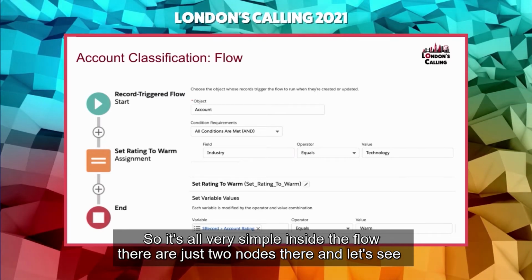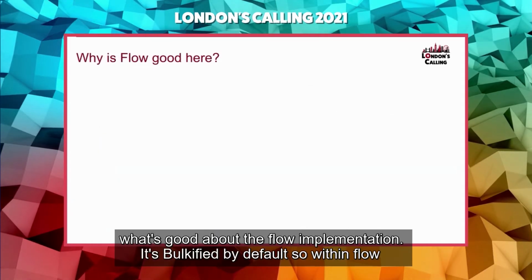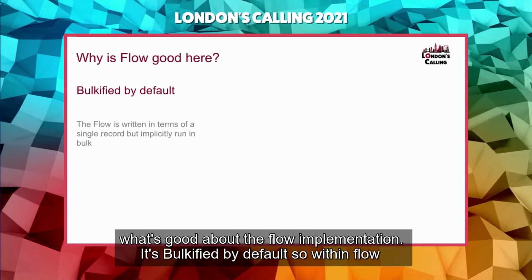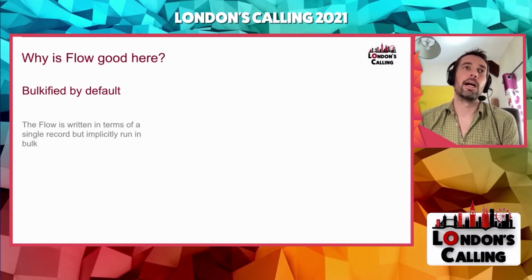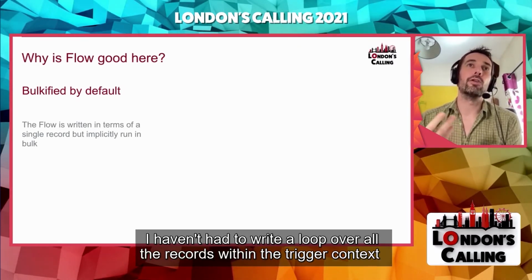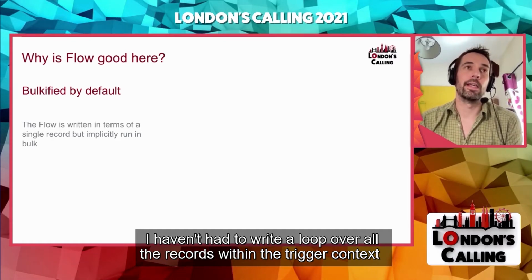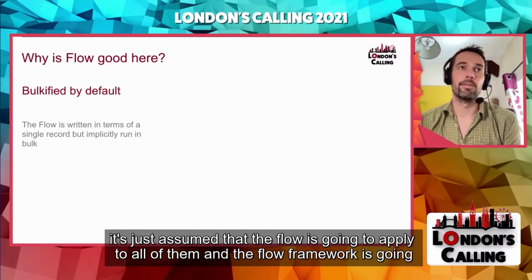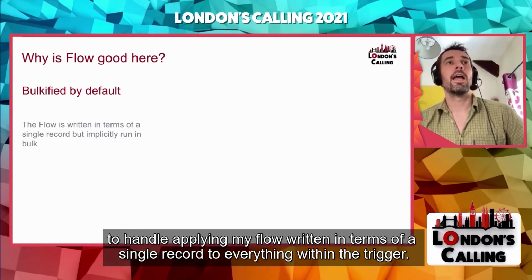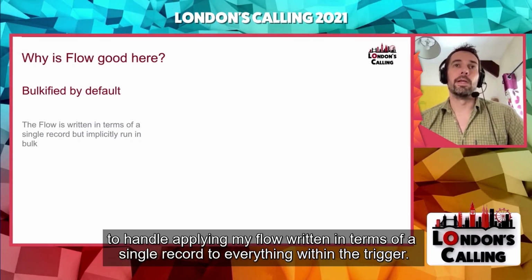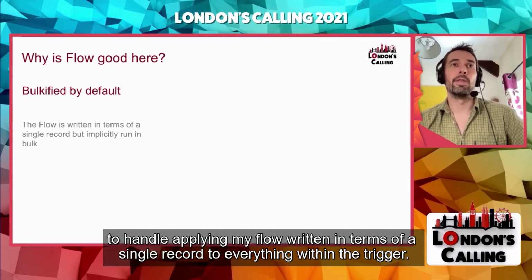And let's see what's good about the flow implementation. It's bulkified by default. So within Flow, I haven't had to write a loop over all the records within the trigger context. It's just assumed that the flow is going to apply to all of them, and the flow framework is going to handle applying my flow written in terms of a single record to everything within the trigger.